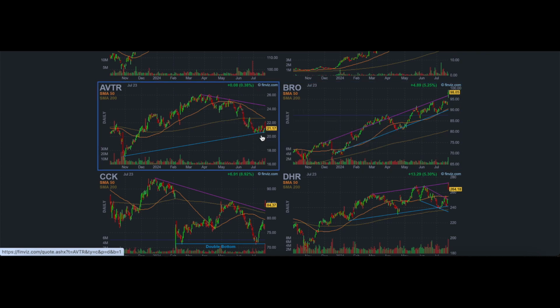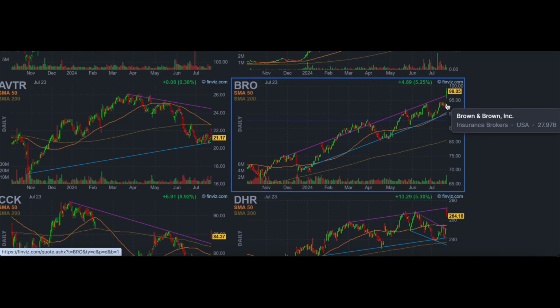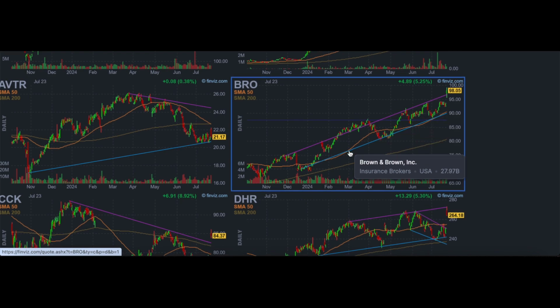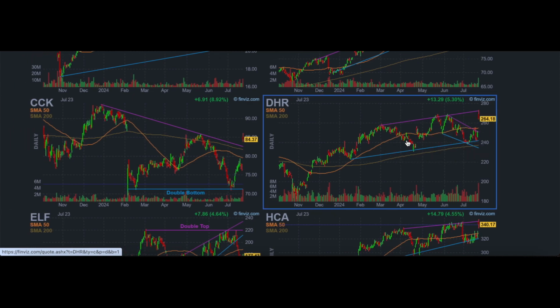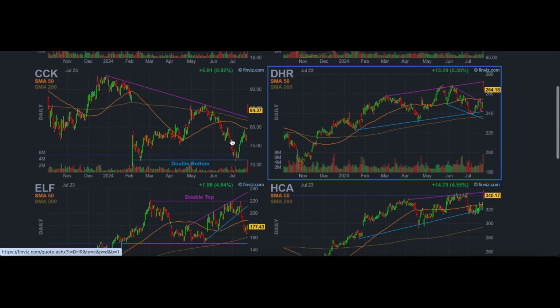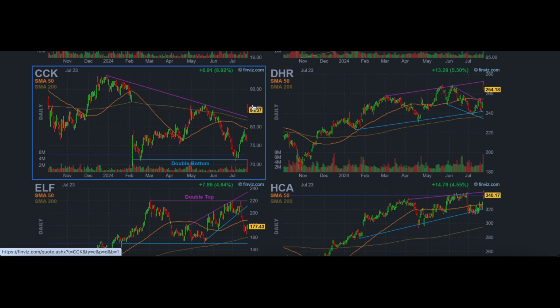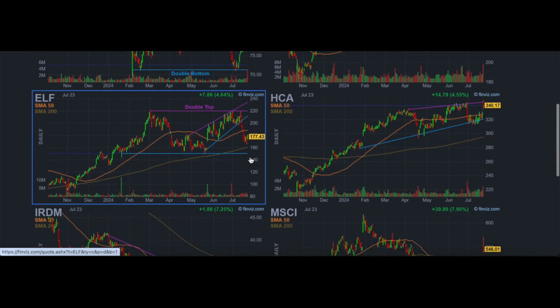So this name I can automatically ignore. It's in a downtrend. This name looks very good. This is a name that I would definitely add to my list. It looks like it's been in a strong uptrend since 2024, and it had a very nice breakout today. So this is a name that I want to add to my list. DHR looks okay. This name is slightly choppy, but otherwise it looks fine. CCK, this one looks like it's trying to break the downtrend, so this one looks decent.